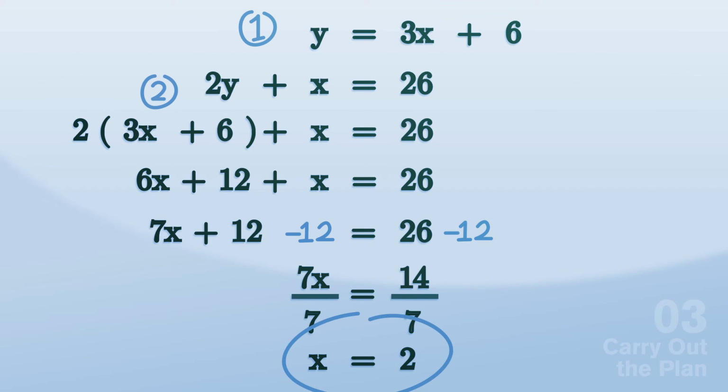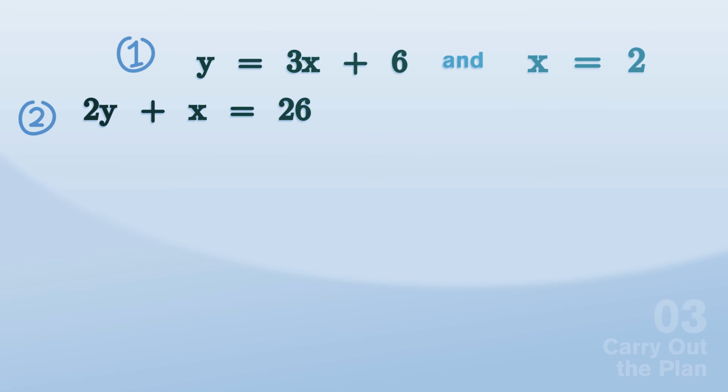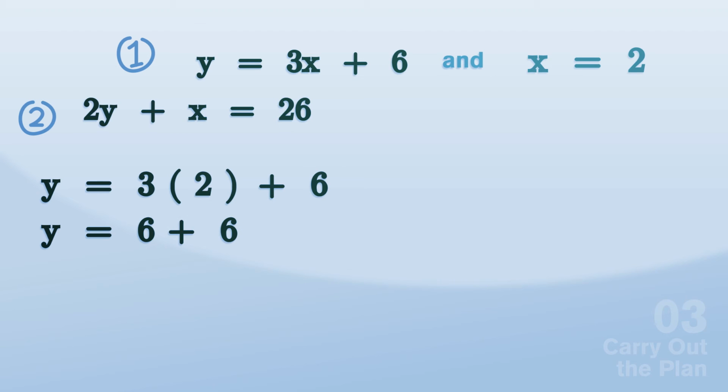To find the value of y, we have to substitute x = 2 into one of our original equations. Say equation 1. So we take y = 3x + 6 and substitute into it x = 2. y = 3 times 2 + 6. y = 6 + 6. y = 12. Now we know that y = 12. And that's our solution: x = 2 and y = 12.